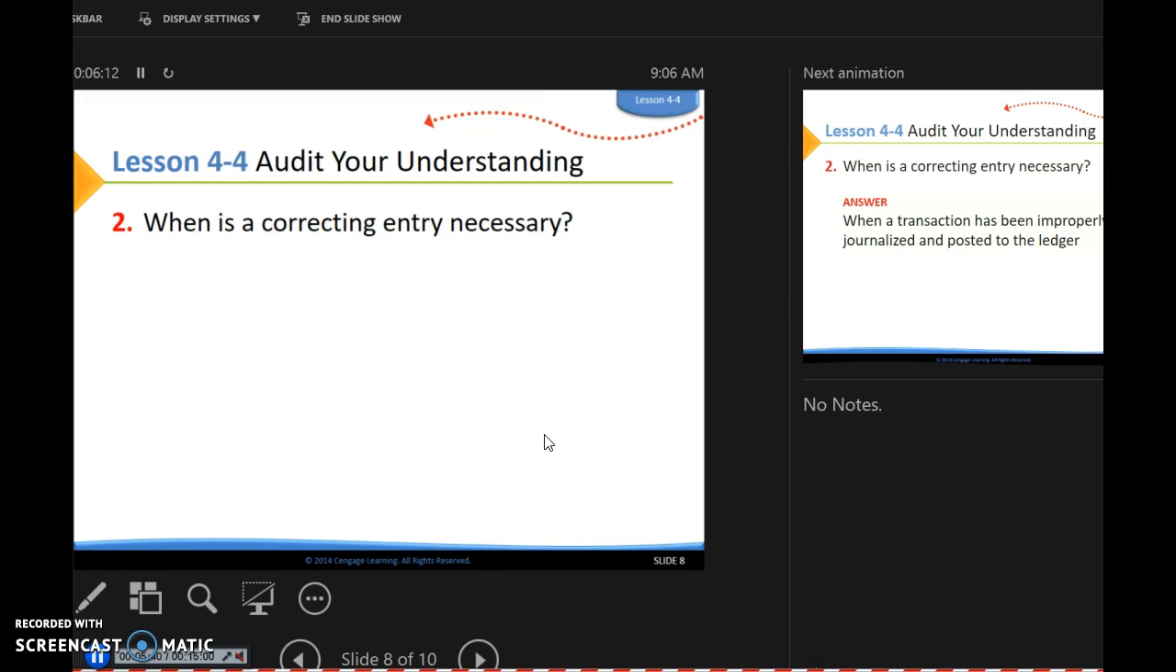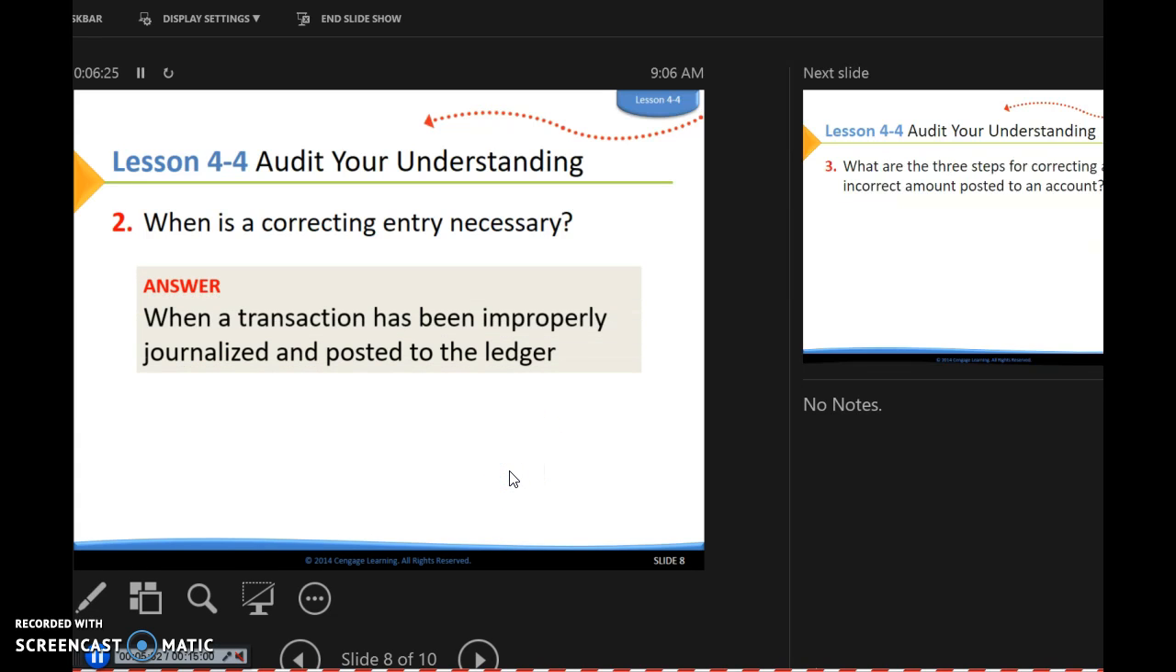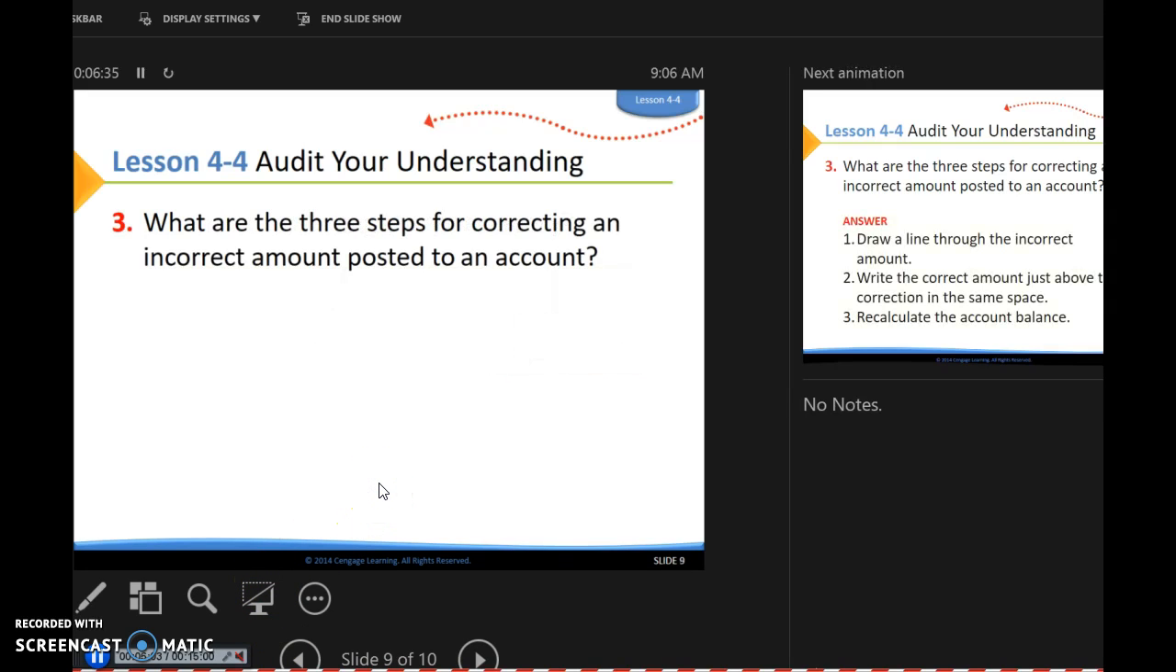And when is a correcting entry necessary? When you mess up. Mistakes happen. Everybody's human. When a transaction has been improperly journalized and posted to the ledger. And you're probably going to find these when you get to the bottom and your totals aren't matching up.